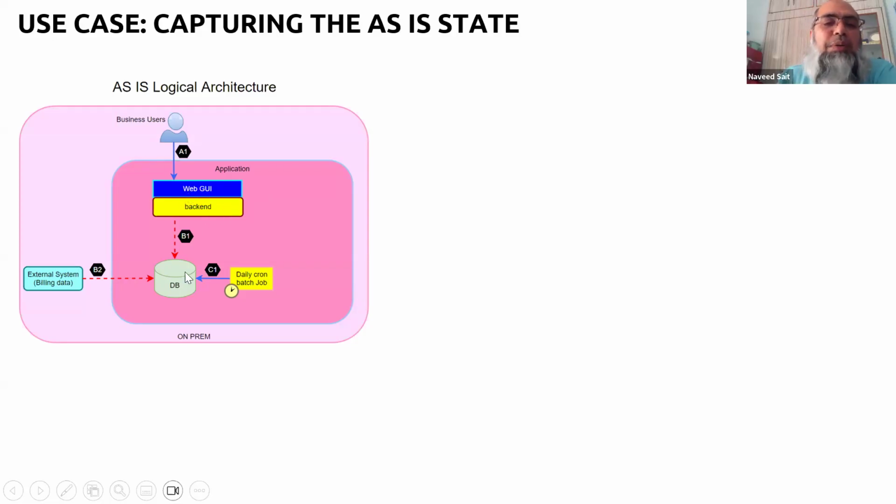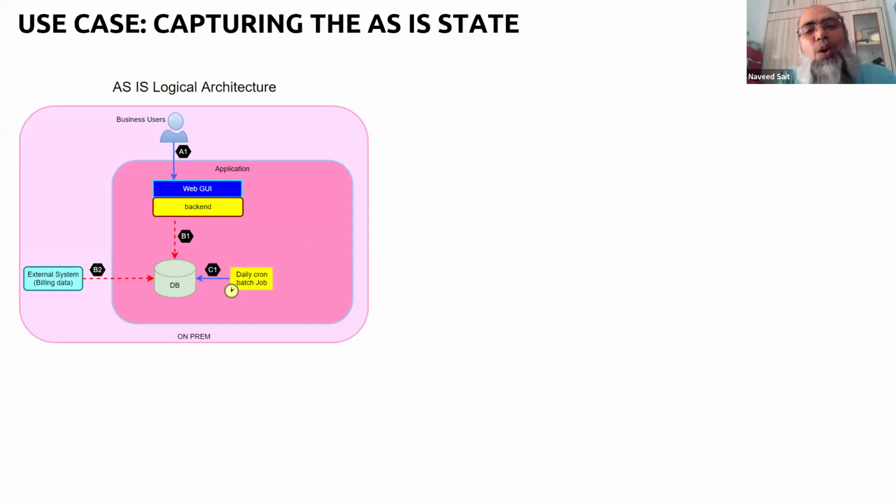Maybe it has a backend. Maybe that talks to a database. Possibly some external system will be putting in some data, right? Some technical components. So we don't mention anything about technology in the logical architecture. Logically, this is how the system is. There is a user. There is an external system. User uses the website, external system puts data. So we capture it in some logical way.